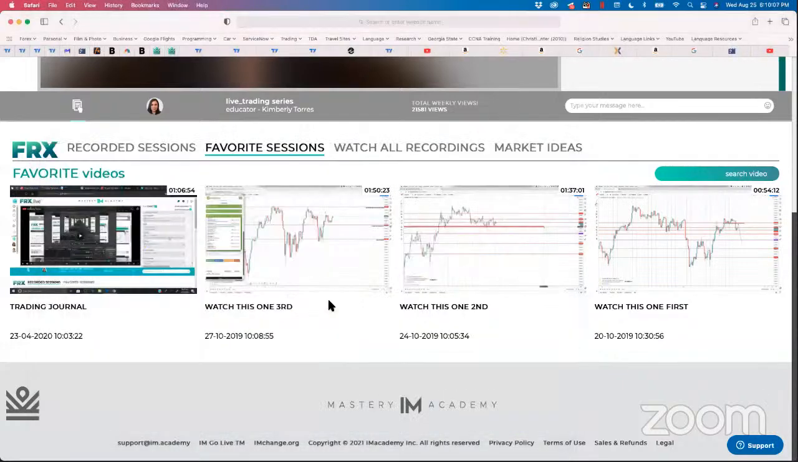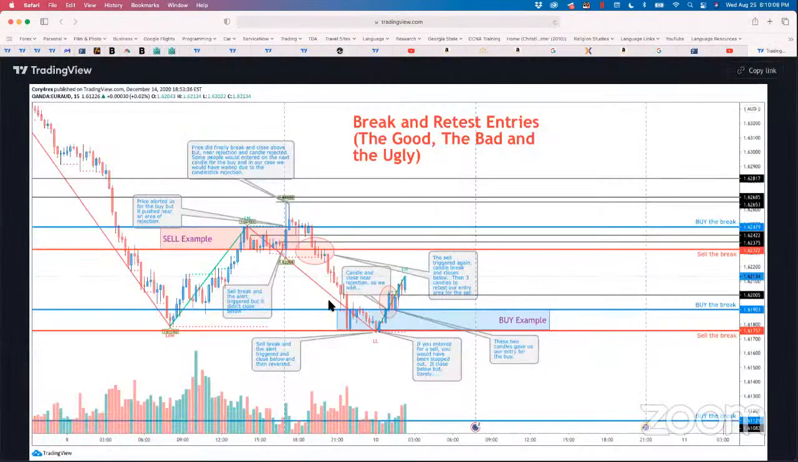Let's go into this chart a little bit. This, like I said, has examples of good examples, bad examples, and everything you would look for. So just kind of study this right here, and then I think you'll catch on.